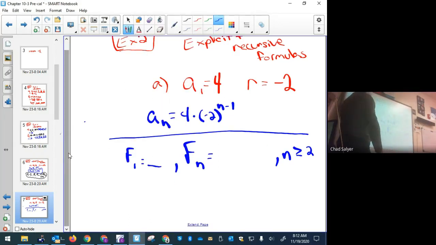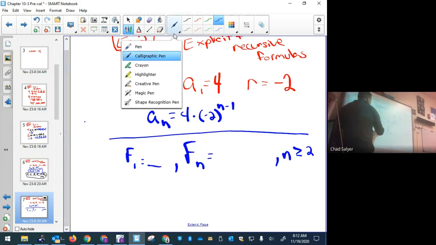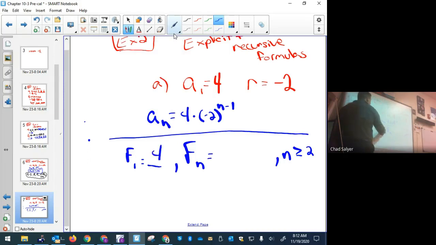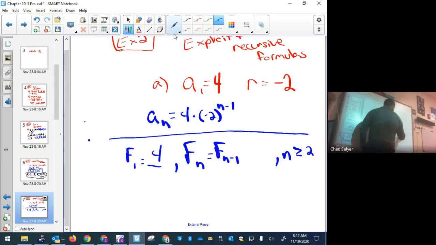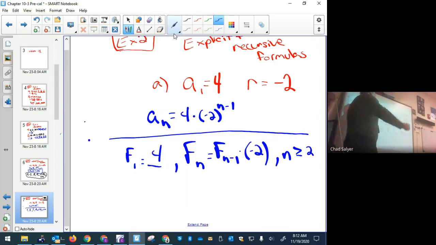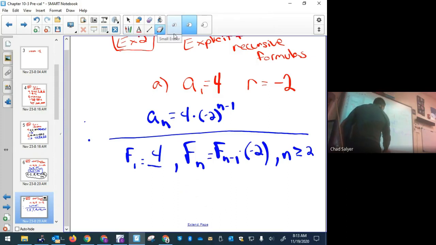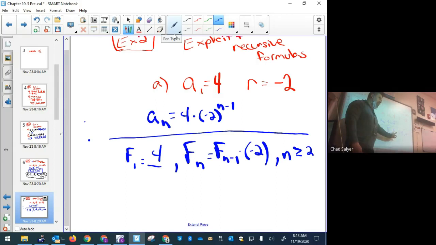Common problem. What is my recursive formula, Ian? F sub 1 is 4, and f sub n equals f sub n minus 1 times -2. Very good. A little subtle difference in your notation. It's not f of n, it's f sub n. Sometimes I say that so quickly you might have difficulty distinguishing between the two, but it's f sub n. F of n is a function of n. This is just like a last name for the variable. F sub n. Yes, ma'am.